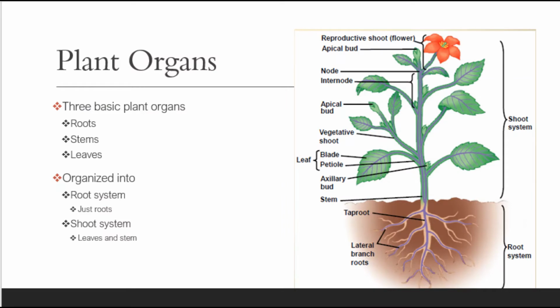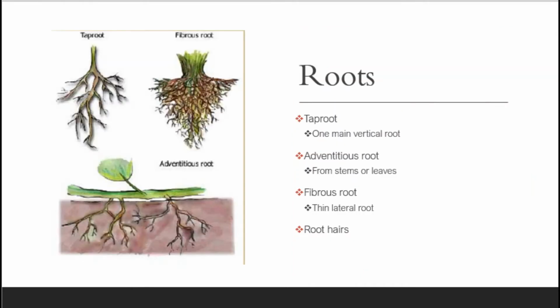Okay, so we're going to start with the plant organs. There are three basic plant organs, and that's the roots, the stems, and the leaves. These are organized into the root system and the shoot system, and we can see that in the image on the right. And so the root system is just the roots, and the shoot system consists of the leaves and the stem.